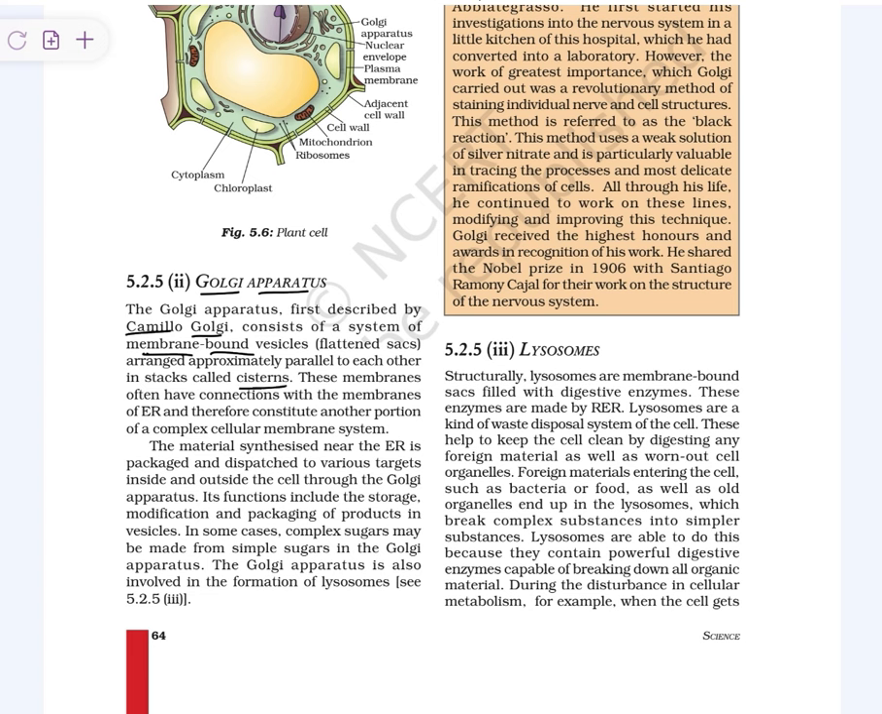तो जो Golgi apparatus होते हैं वो भी एक फ्लैटेंड सैक्स लाइक स्ट्रक्चर होते हैं. हमने अभी सिस्टर्ने का स्ट्रक्चर देखा एंडोप्लाज्मिक रेटिकुलम में. It is similar to that in the Golgi. फ्लैटेंड शीट्स लाइक स्ट्रक्चर होते हैं जो कि पैरेलल अरेंज्ड होते हैं. These membranes often have connections with the membrane of ER, और ये भी ER से कनेक्टेड ही होते हैं somewhat.